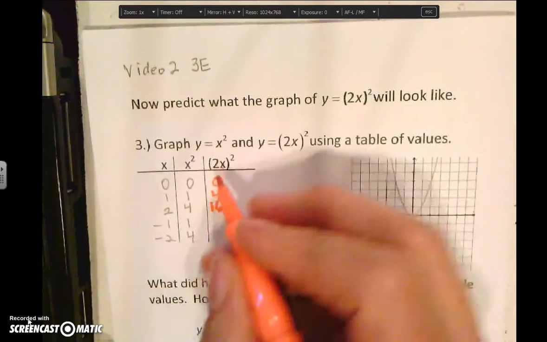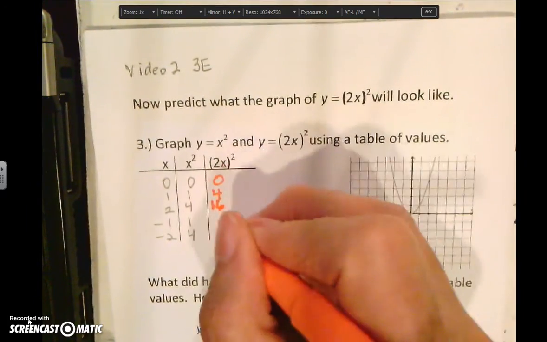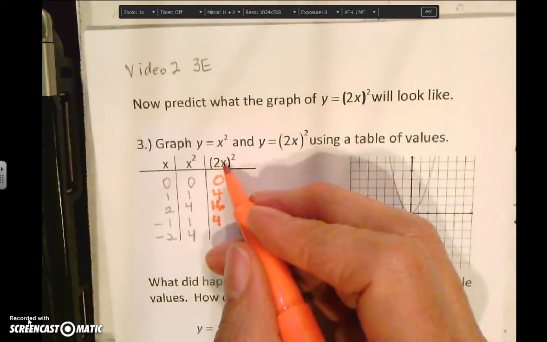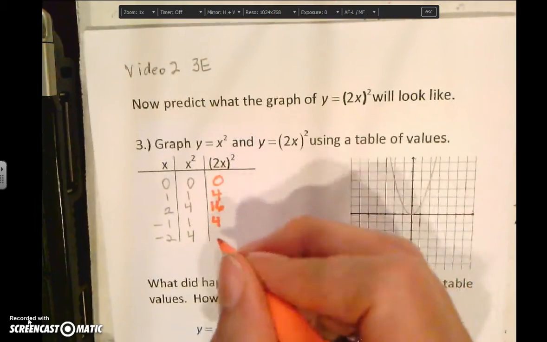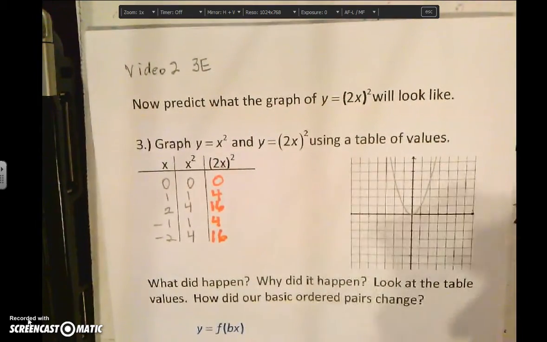16. Put a negative 1 in here, so that's negative 2. Negative 2 squared is 4. And then put my negative 2 in and get negative 4. Negative 4 squared is 16. That looks like it's going to go off the chart here. All right, so let's graph them.